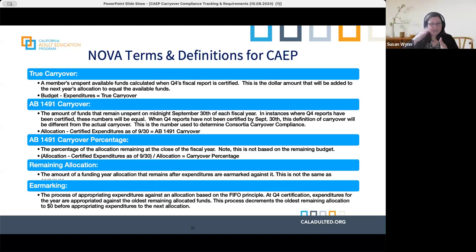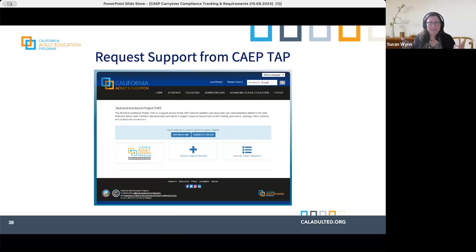And if we go to the next slide, I think that brings us back to support from the tabs. If you require support, this is your portal for it. And I'm going to pass this over now to Mandalee to take us out.